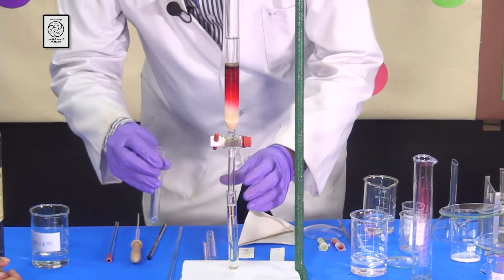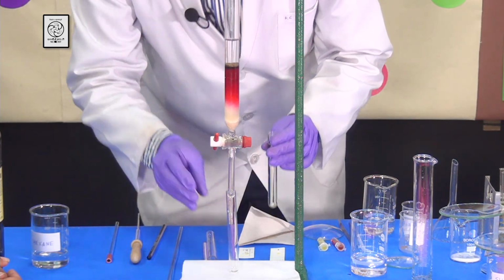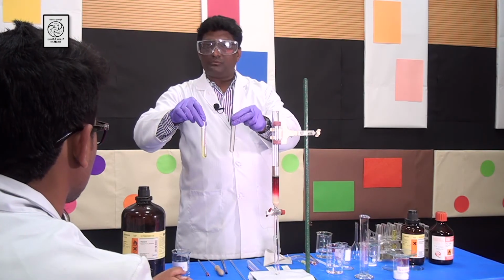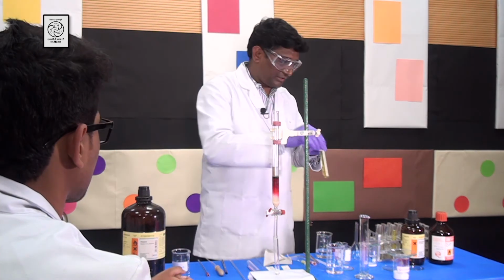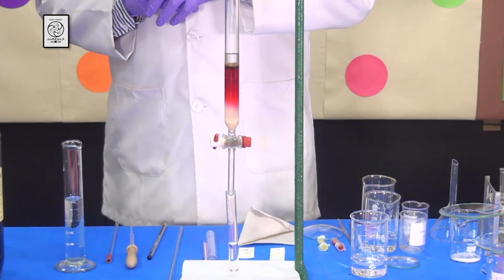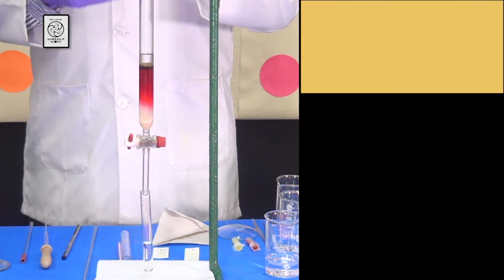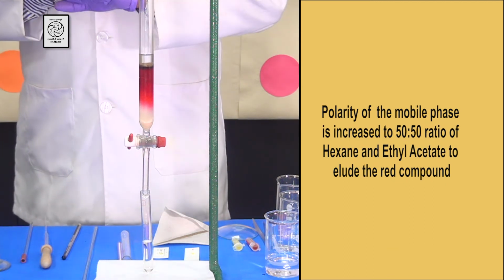Okay, I am going to change the test tube again, because you can actually see the difference between the two test tubes. Yes, sir. One is really yellow and the other one is almost white. That is colorless. That says that most of the yellow compound is eluted. Now, students, you can see that the yellow compound is completely eluted. Now, I am going to increase the polarity to 50-50 hexanes and ethyl acetate to elute my red compound.